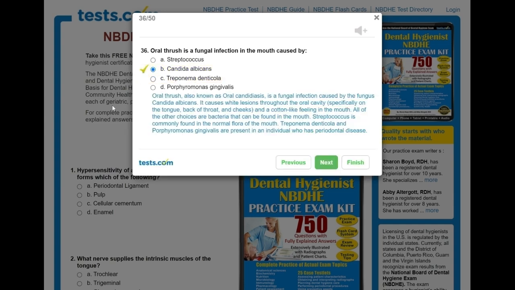B. Candida albicans. Oral thrush, also known as oral candidiasis, is a fungal infection caused by the fungus Candida albicans. It causes white lesions throughout the oral cavity, specifically on the tongue, back of throat, and cheeks, and a cotton-like feeling in the mouth. All of the other choices are bacteria that can be found in the mouth. Streptococcus is commonly found in the normal flora of the mouth. Treponema denticola and Porphyromonas gingivalis are present in an individual who has periodontal disease.